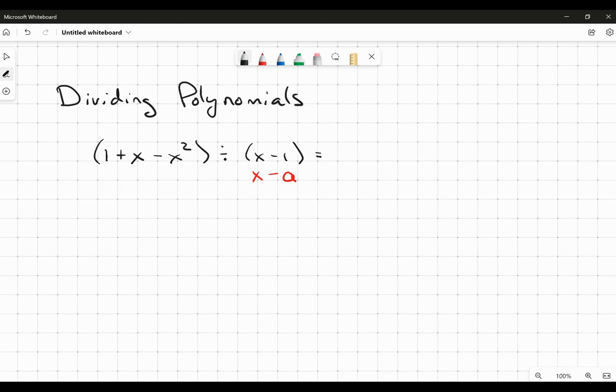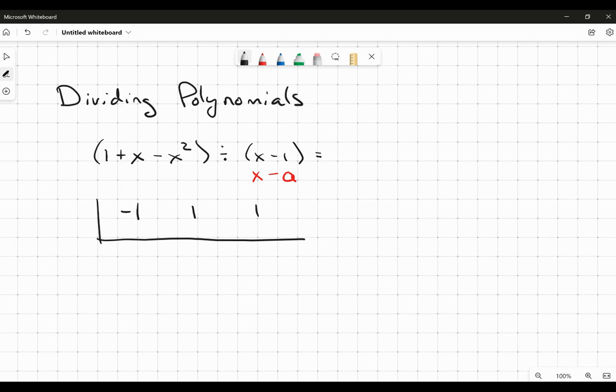I could be using polynomial long division, but again, it's the form of my divisor that makes me want to choose synthetic division. So what I'm going to do is set up my little box here. What I put on the top are the coefficients of the dividend, but in order. So I've got 1 plus x minus x squared. I'm going to change that to negative 1x squared plus 1x plus 1.